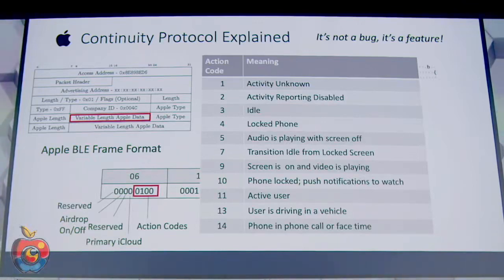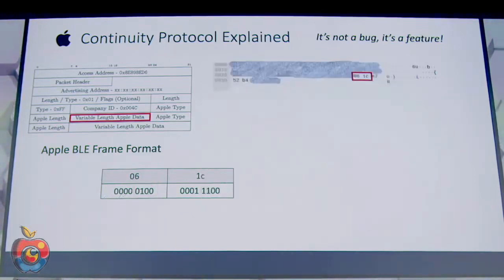Or once they see action code number 7, that's transition idle from locked screen. So whenever your phone is going from locked mode to when you're unlocking your phone, it will start beaconing 7, and then if you let your phone sit on the table and it goes from unlocked to locked, they'll know their time is running out if it starts beaconing number 7 and they have to wait for you to unlock it again. And that was just information in 1 byte.